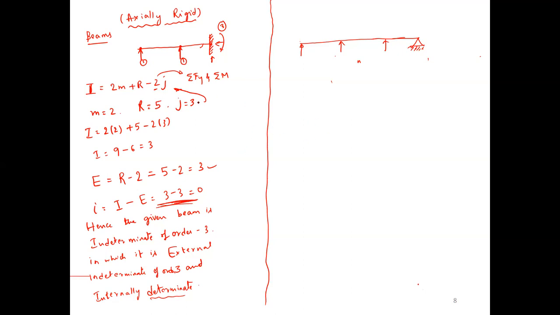What are the parameters? Total indeterminacy. First find the total indeterminacy. Next find the external indeterminacy. Next find the internal indeterminacy and try to make a statement.